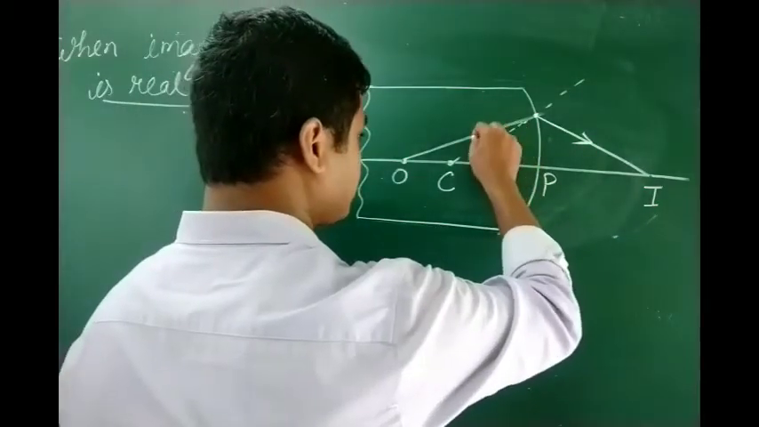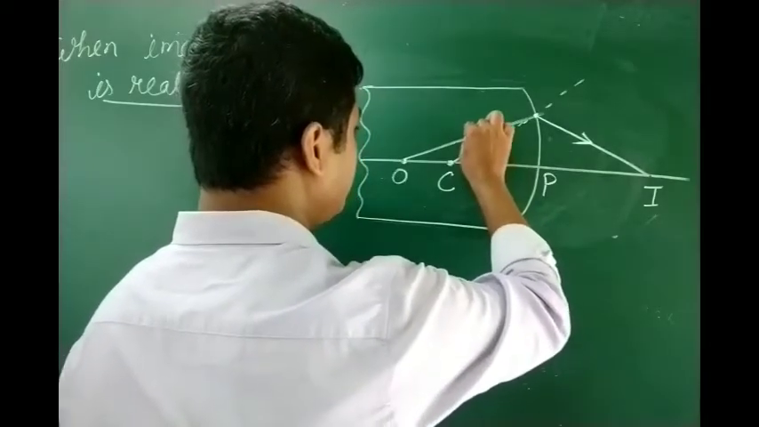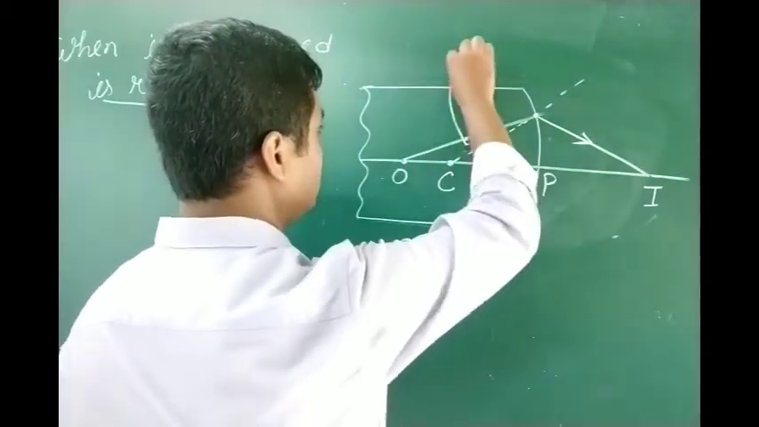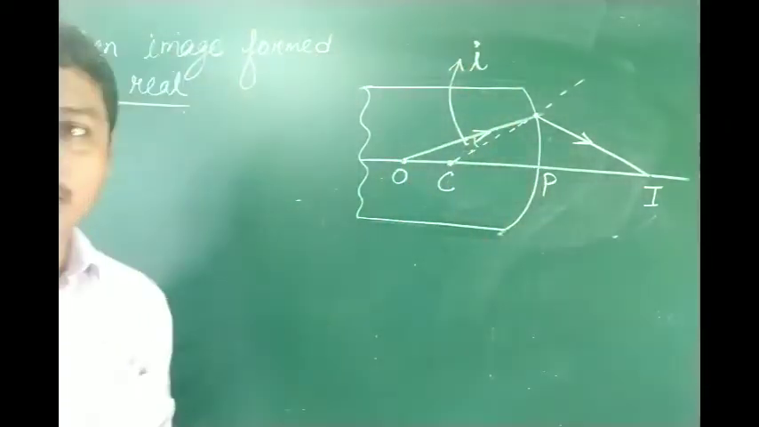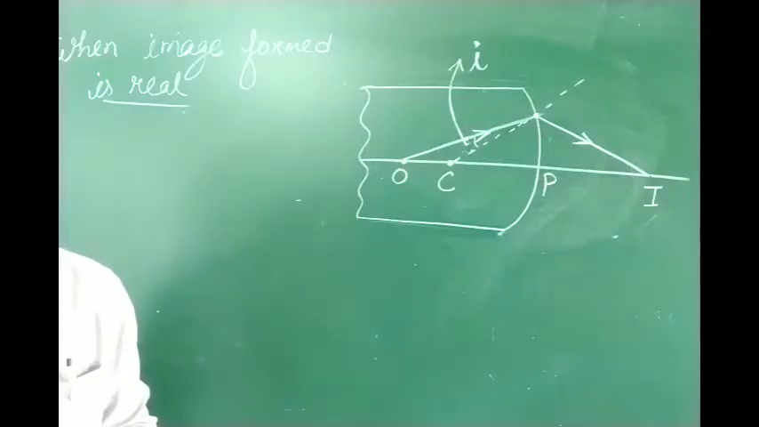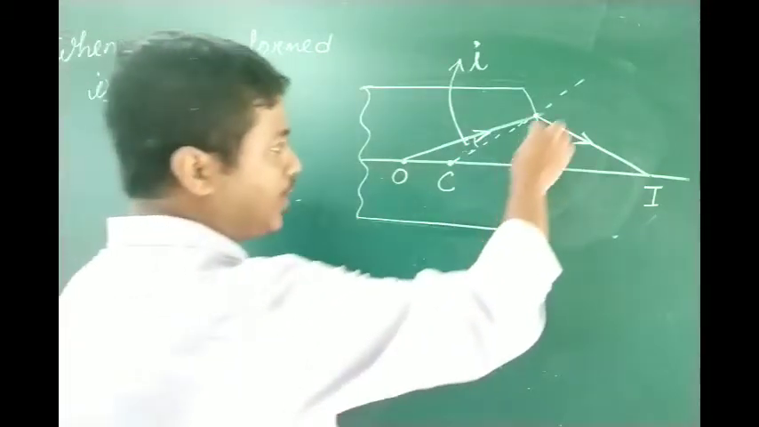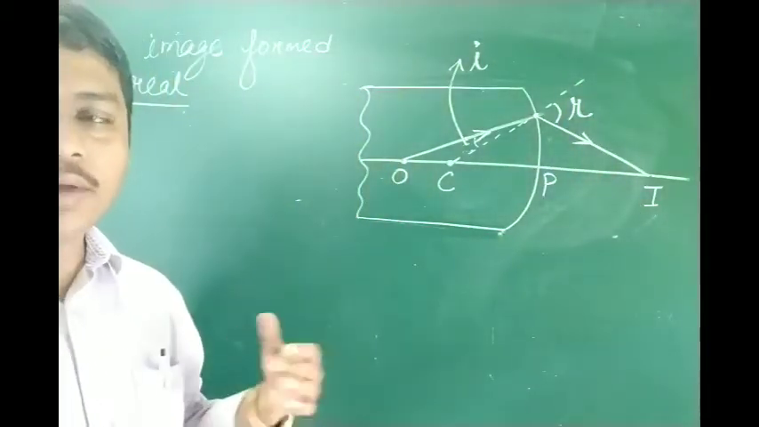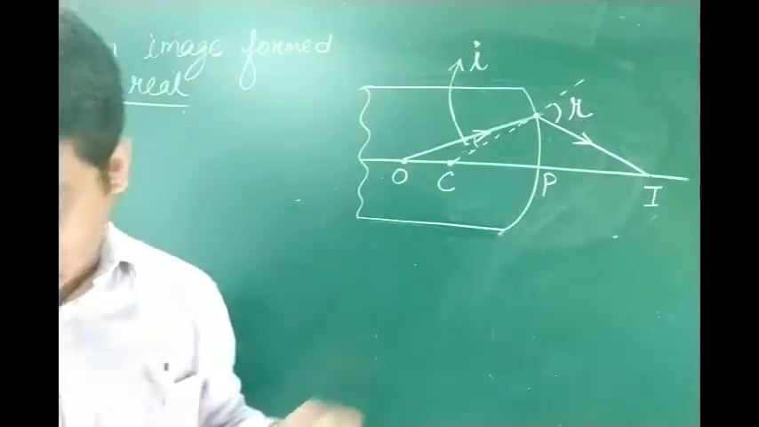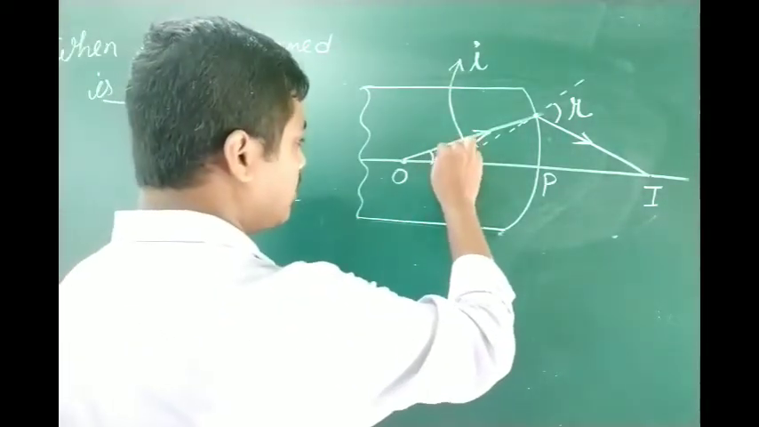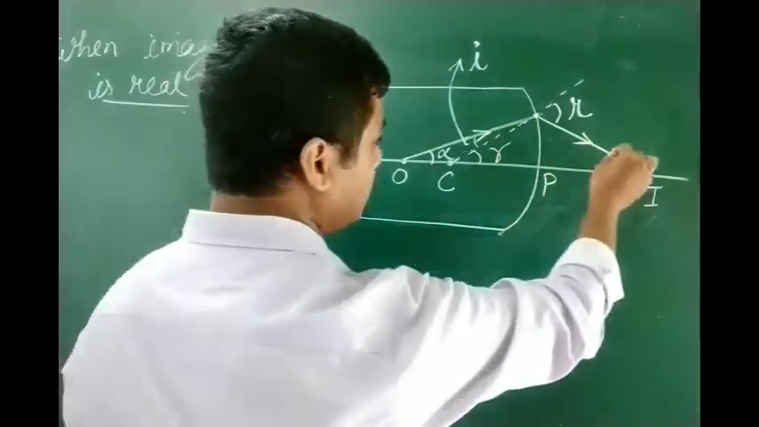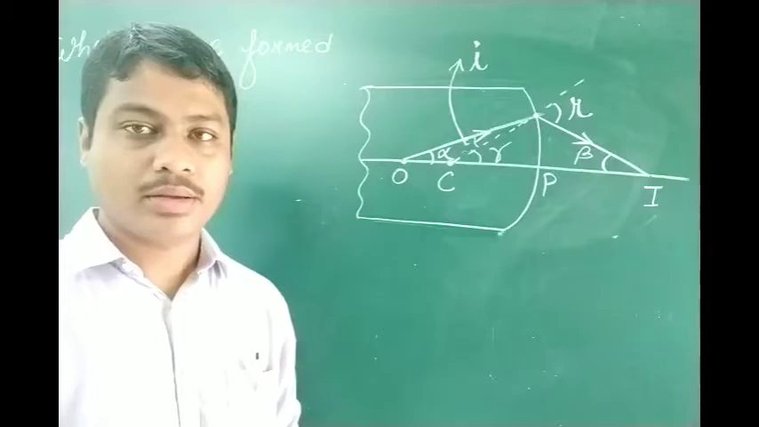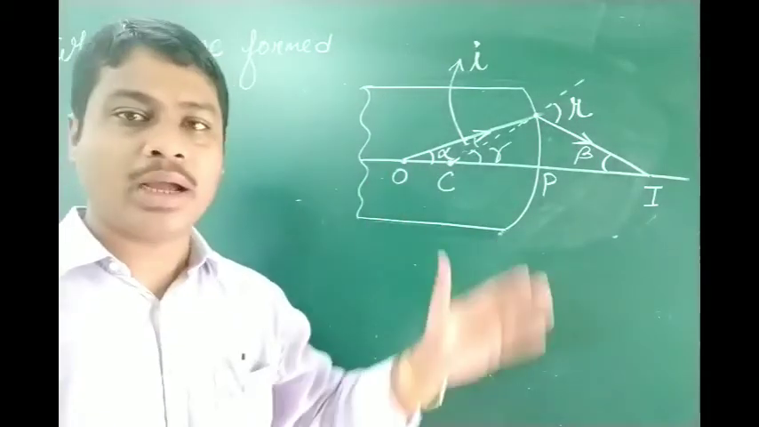Now let us consider the angles. This angle is our angle of incidence. Let me mark it above. This is the angle of incidence. Then we have the angle of refraction. This is the angle of refraction. Then we have to represent the alpha, beta and gamma angles. Here this angle is your alpha, this angle is your gamma, this angle is your beta. Alpha, gamma, beta. This is similar to the previous diagram.